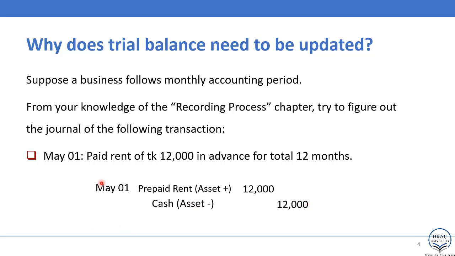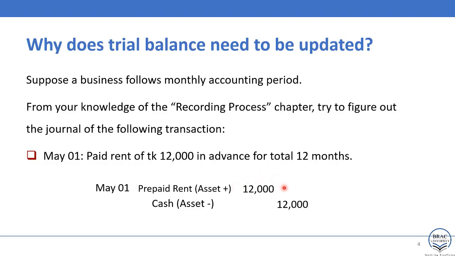Right? So this is the journal you should write on May 1. Okay? Now think about that. Is the journal right or wrong? Exactly, it's right. You have the right amount and the right logic behind that. Since you haven't used the rent service, you are right to consider it as an asset.